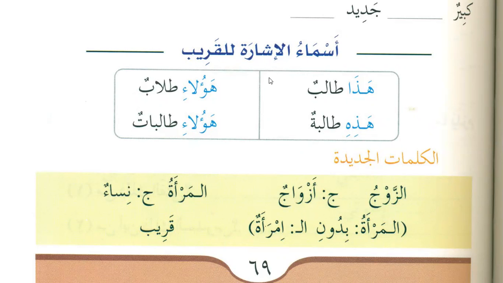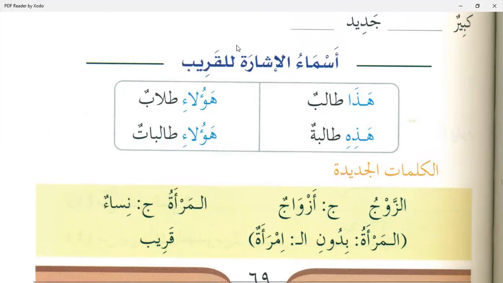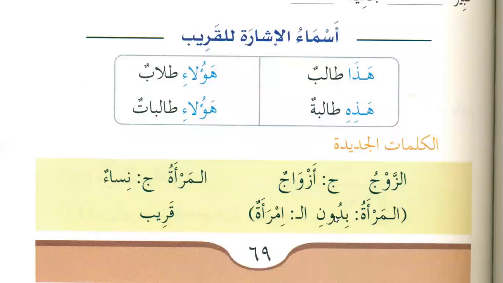Next, new word, azawju. Azawju means spouse, partner. Then what is that? Jim, aswajun. Jim means jama. Jama means plural. Okay.